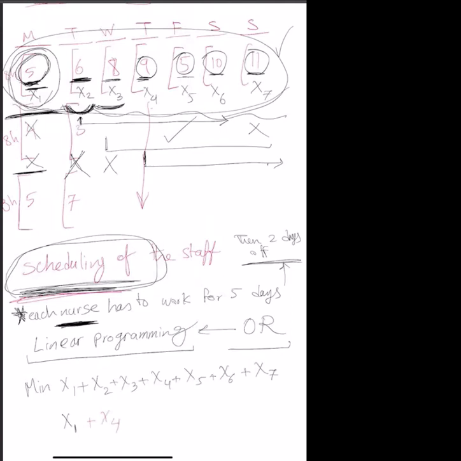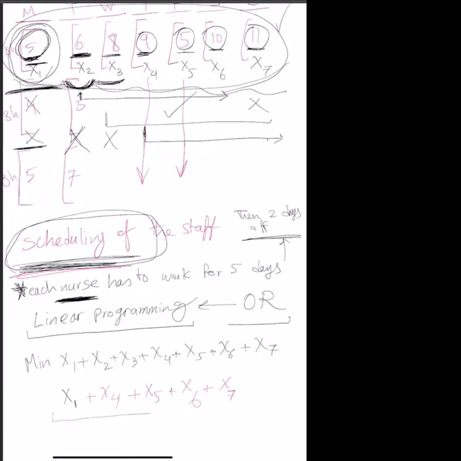And with the same logic, the nurses that start working on Friday, X5, end up working on Monday too. The nurses that start working on Saturday and the nurses that start working on Sunday, they all end up working on Monday. And so, this gives me the total number of nurses that will end up working on Monday.